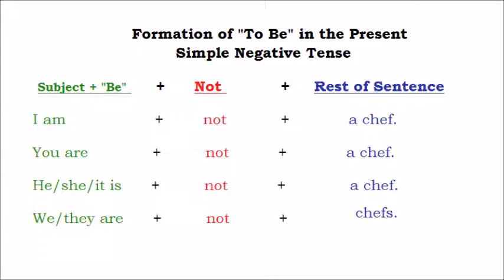He, she, and it all have the same form of to be conjugation, which is "is." For example, he is not a chef. She is not a chef. It is not a chef. I know we usually don't use it for a person, but it just shows that it uses the same to be conjugation, which is "is."